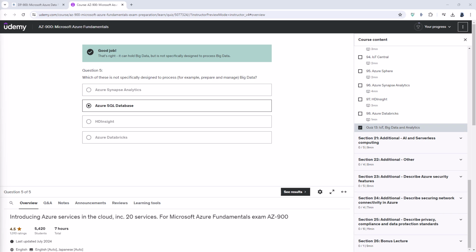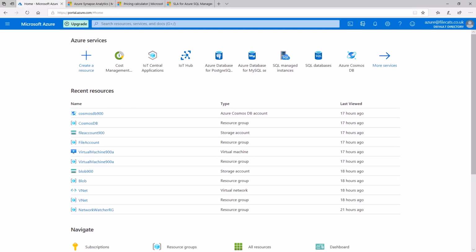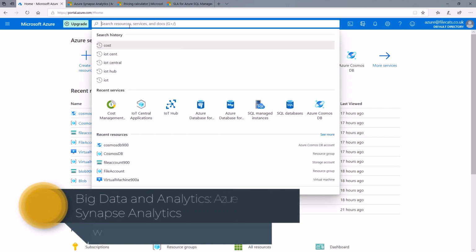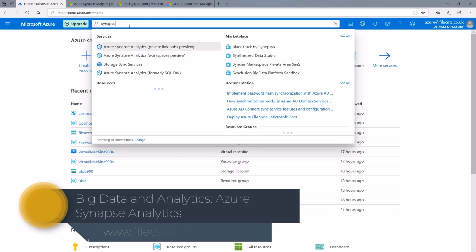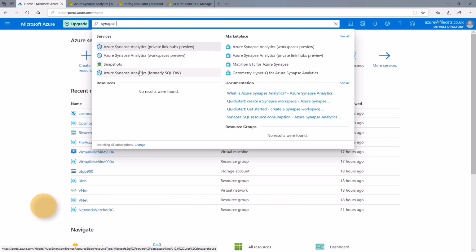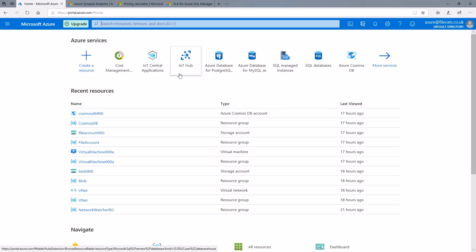In this video, we're going to have an introduction to some of the Azure services for big data and analytics. We're going to have a look at the first of three big data analytics services, and this is called Synapse Analytics. Now, Synapse Analytics is formerly known as SQL Data Warehouse.